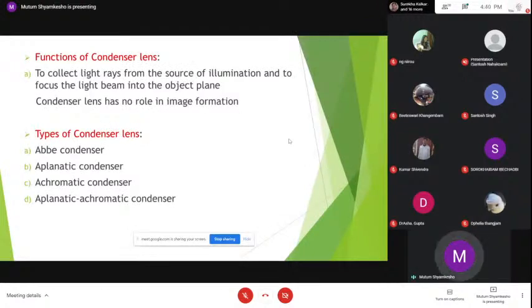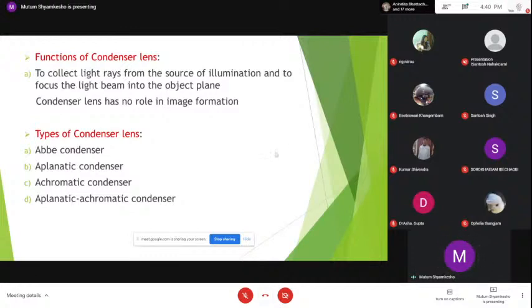These achromatic condensers are corrected for chromatic aberrations, but not for spherical aberrations. They are corrected for chromatic aberrations in two light wavelengths, that is blue and red, and they can also be used for black and white photomicrography.